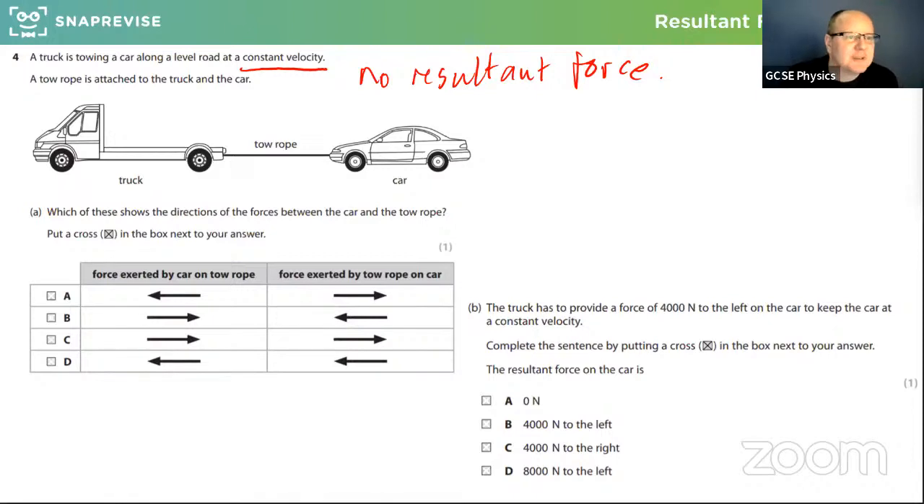So there's a tow rope attached to the truck and the car. Which of these shows the directions of the forces between the car and the tow rope? Put a cross in the box next to your answer. So the force exerted by the car on the tow rope and the force exerted by the tow rope on the car. So what do we think? Is it going to be A, B, C, or D?